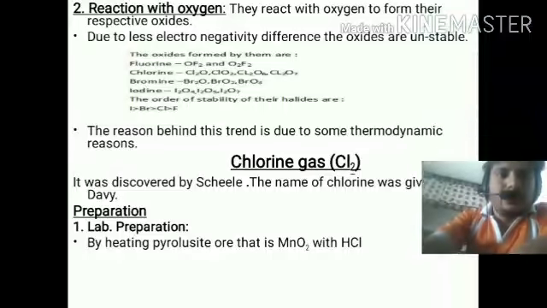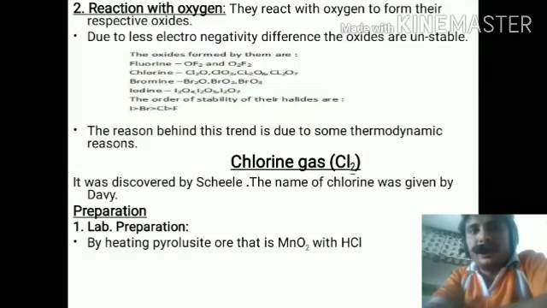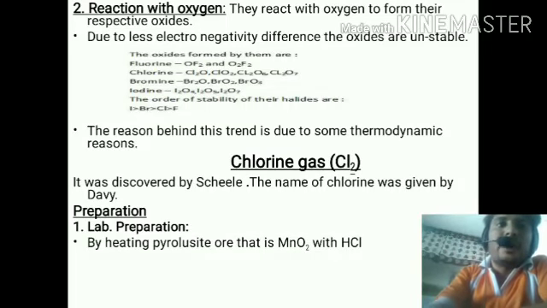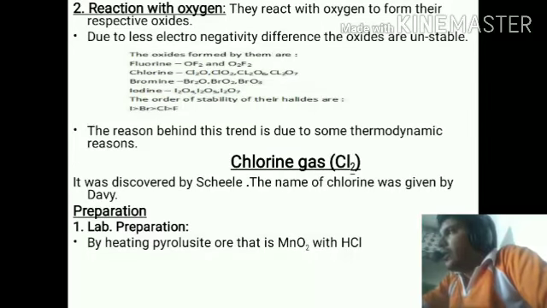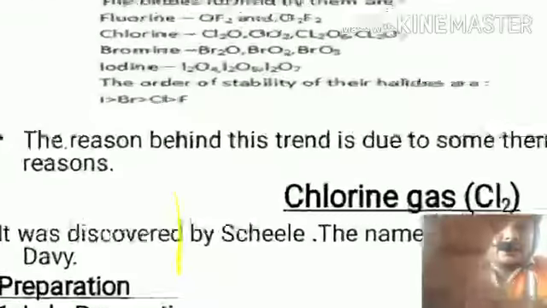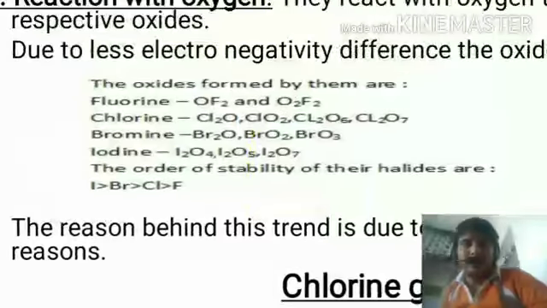Okay. Now talking about the reaction with oxygen. If halogens react with oxygen, they form M2O type of oxides. These are the examples. You can see them.